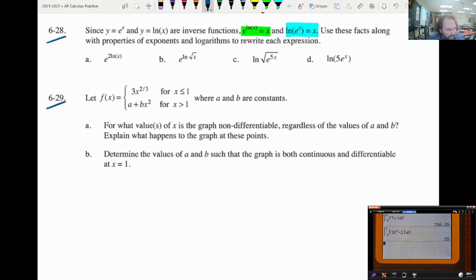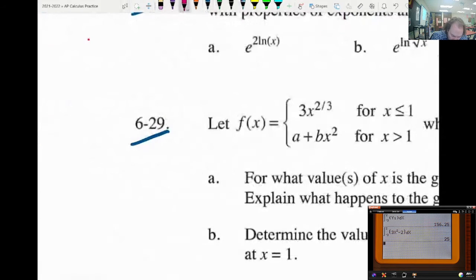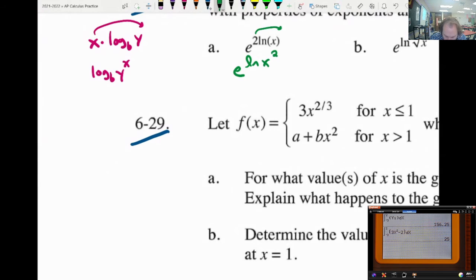So the best way to handle these problems, let's see. The first thing I would do in question A, there is a rule about logarithms that says that if you have a constant number times a log base b of y, you can take that and kick it up in the exponent. This is the log base b of y to the x power. I'm going to do that right now. I'm going to move this 2 up here and rewrite this as e to the natural log of x squared. The reason why I want to do that is because now the e to the natural log part cancels out and the answer is just x squared, like that.